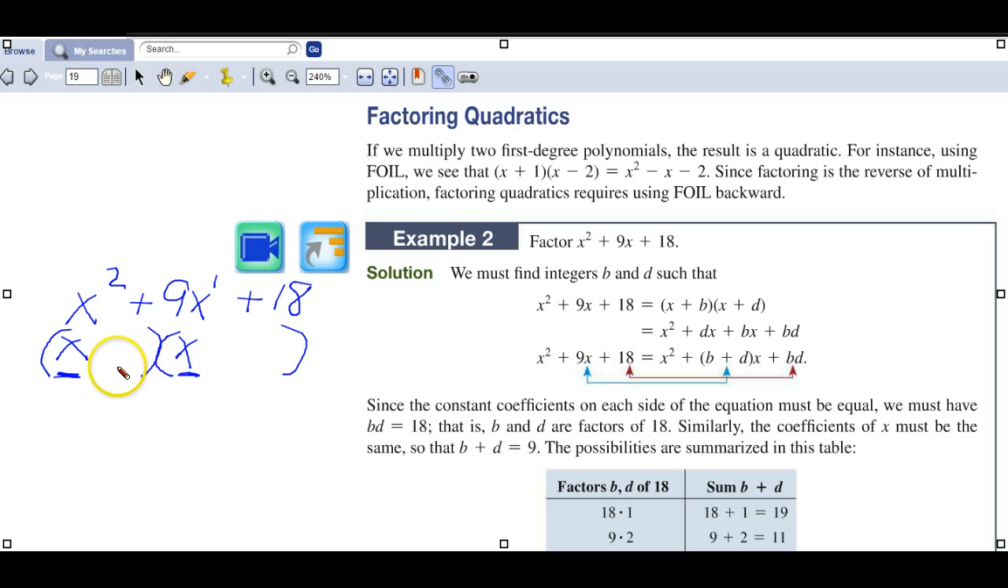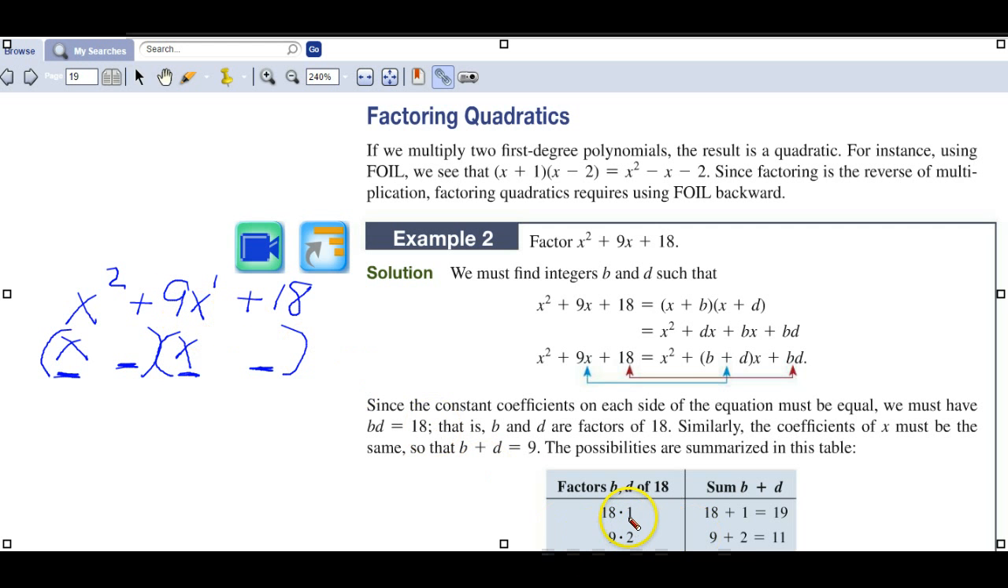Now, to get your last term, we had to multiply these together, and we're going to get an 18. But here, what we need to do is figure out what are the factors of 18 that when we did our outers and inners will add up to a positive 9.